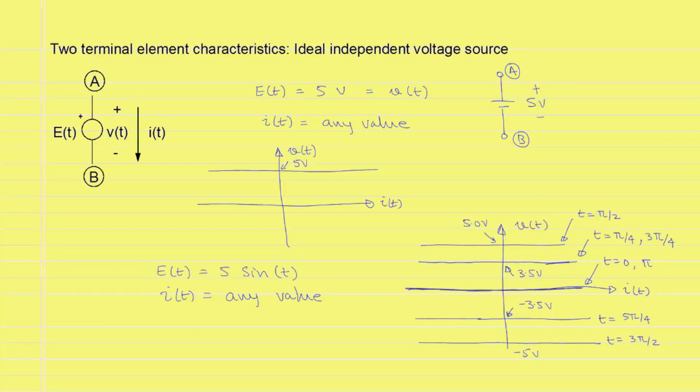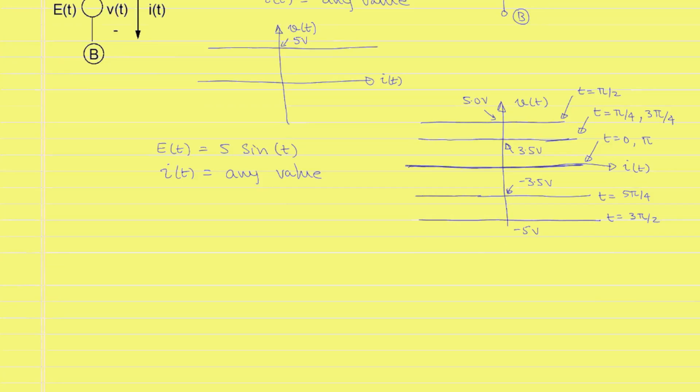Since the voltage V of t and I of t follow the passive sign convention, the power absorbed by the source will be the product of these two variables, V of t times I of t, or the power supplied by the source will be the negative of the power absorbed, which will be equal to minus V of t multiplied by I of t.